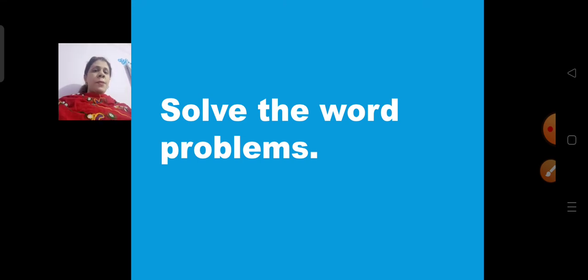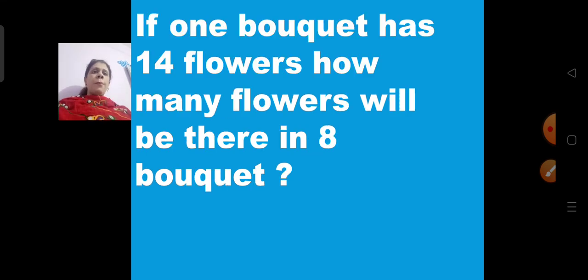Solve the word problems. Now children, we did multiplication by lattice method revision. Then we did multiply by vertical arrangement, carrying over and without carrying over. Now we will do word problems. Okay, revision of word problem.